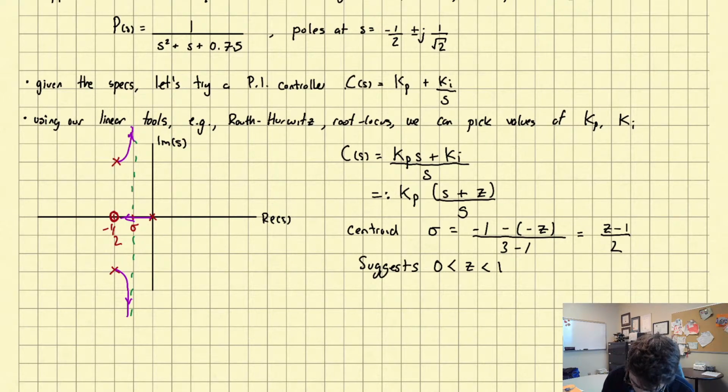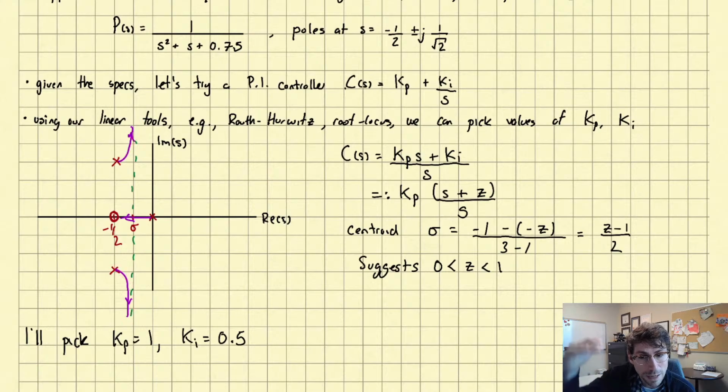Okay, so I'll pick Kp equal to 1, Ki equal to 0.5. And you can see from the root locus that our settling time is not going to be very good, right? We're going to have a pole somewhere in this region. Not only that, we're probably going to get a lot of overshoot because we're going to have 2 poles kind of going off to infinity, kind of the imaginary part getting bigger and bigger. Okay, so not the best controller. I'm not saying this is a great controller, but let's suppose that we're happy with it.